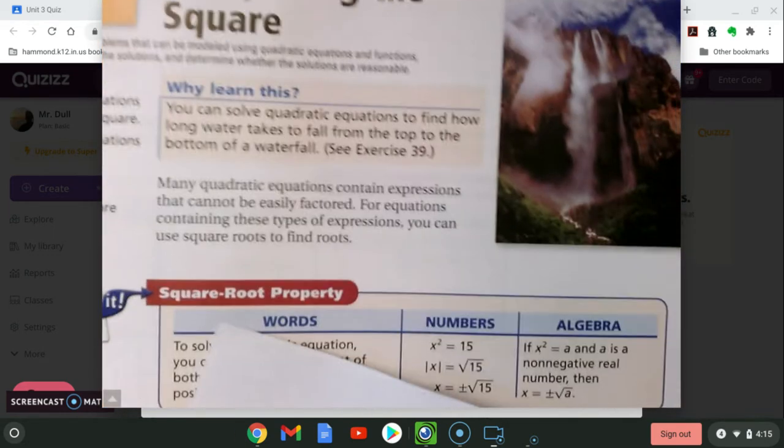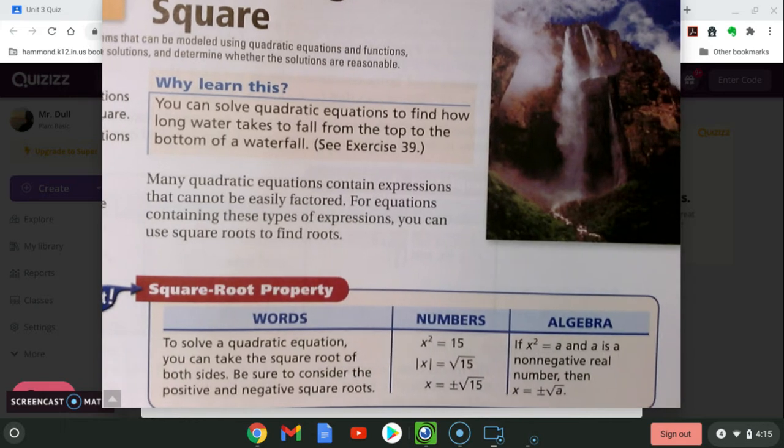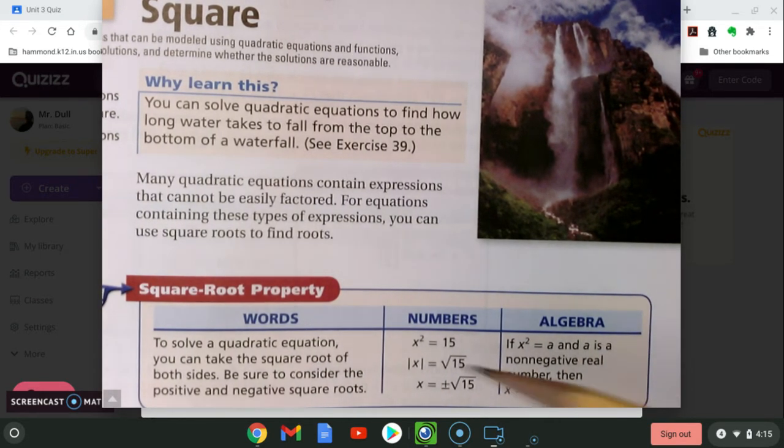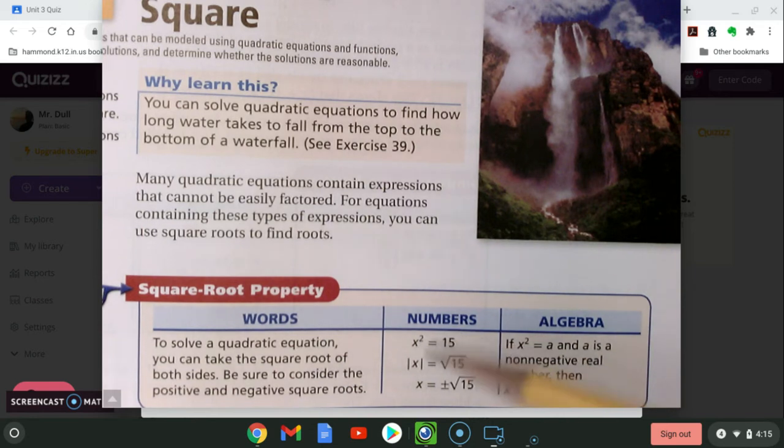So we remember that we can solve some quadratic equations by taking the square root of both sides. In their simplest form, when I have x squared equals a number, I take the square root of both sides. So the square root of x squared is going to be x. The square root of 15. Now, this line here, what's going on with this? The absolute value of x is square root of 15. Where does that come from?